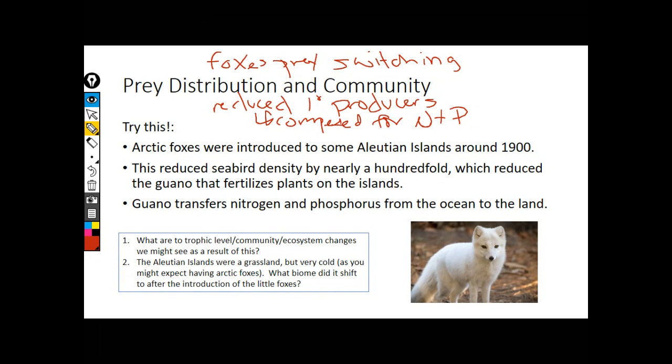All right, so we see our foxes prey switching. So we're probably going to see an impact lower down the food chain as well. You guys have anything else I'm blatantly ignoring?